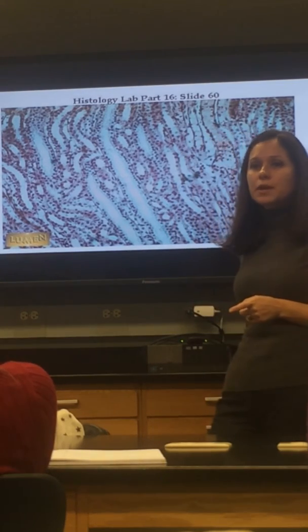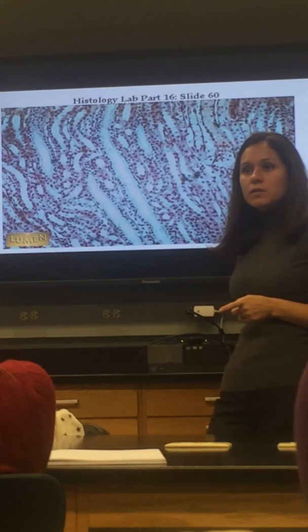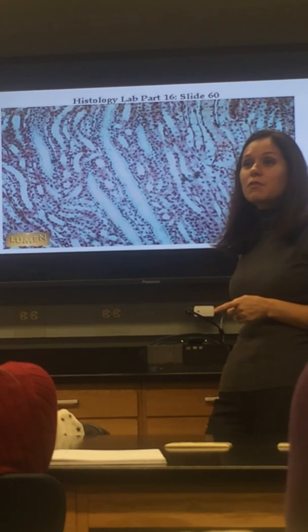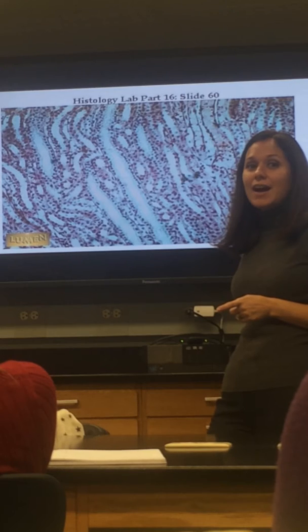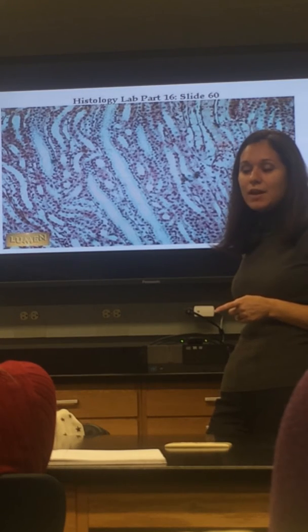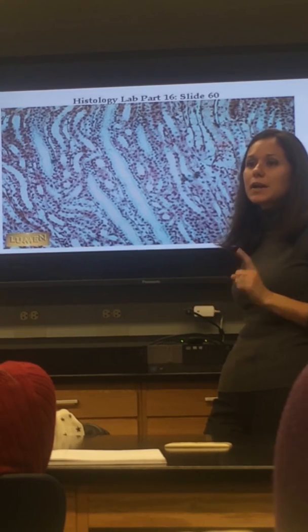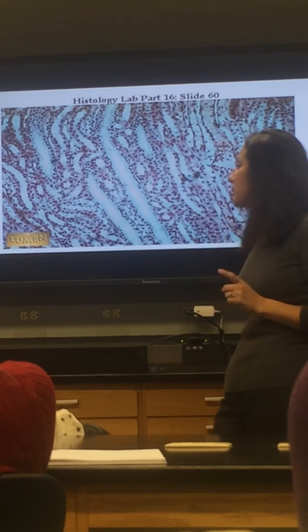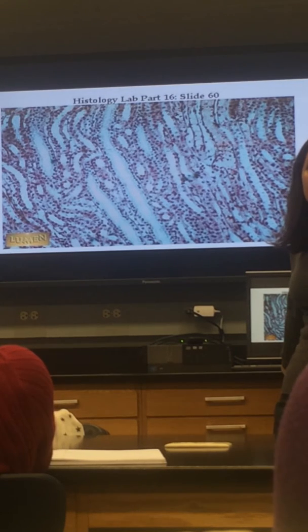What's the function of this organ? Filtration of what? Of the what? Blood. Make sure you tell me what kind of filtration. Okay, filtration of blood. Is this the cortex or the medulla? Medulla, because you don't see any glomerulus.